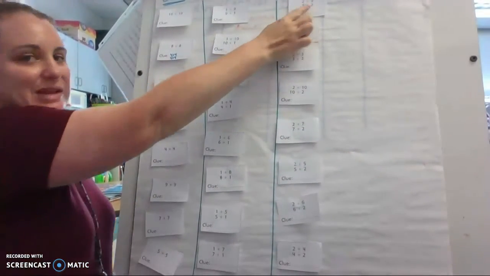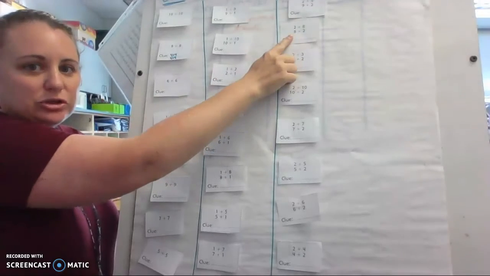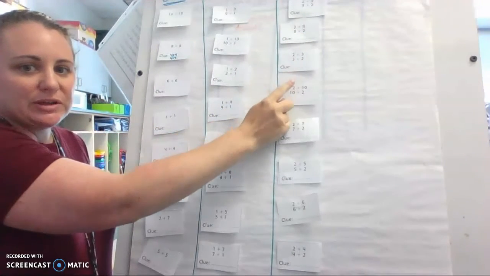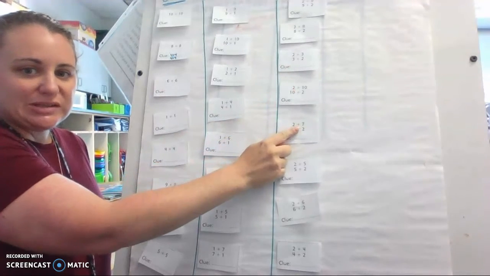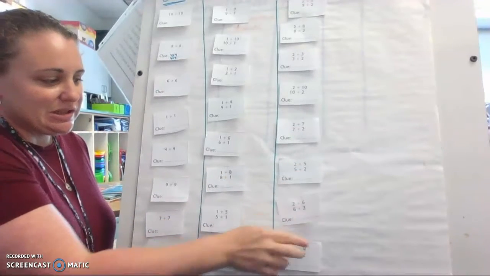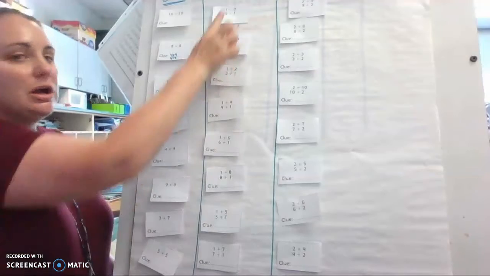I have 2 plus 9, 9 plus 2. 2 plus 8, 8 plus 2. 2 plus 3, 3 plus 2. 2 plus 10, 10 plus 2. 2 plus 7, 7 plus 2. 2 plus 5, 5 plus 2. 2 plus 6, 6 plus 2. 2 plus 4, and 4 plus 2. So these are my plus 2 cards, adding 2.